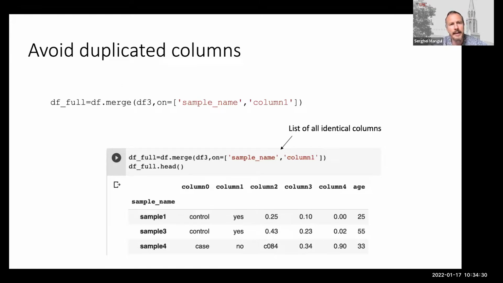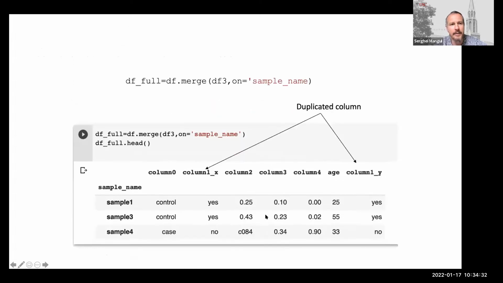So why is a duplicated column a problem? Because actually they're renamed, right? First of all, it's not nice. I would say it's kind of weird to have a duplicated column, but more than that, they're renamed. So if you have some code later working with column 1, it will not work because there is no column 1, but there is column 1 underscore X and column 1 underscore Y.